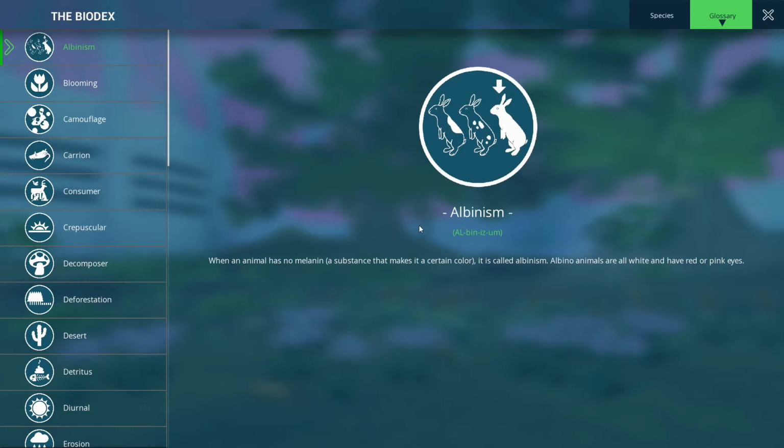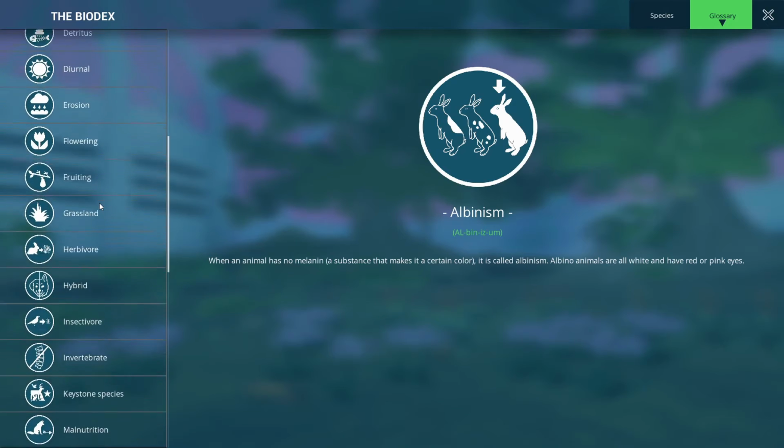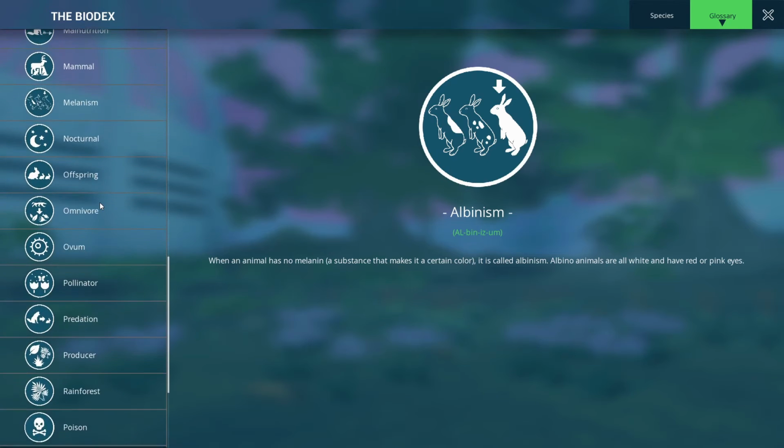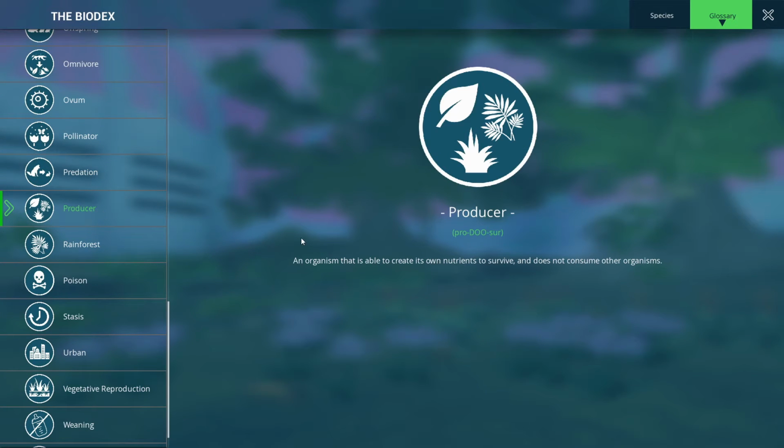We'll look in the glossary. There's a few words we're going to go over, and you're going to learn as we go here. The first few words are the most important ones. So what do we need to know? First of all, we're going to do the word producer. We're going to learn about producers and their job in the environment. A producer is an organism that is able to create its own nutrients to survive and does not consume other organisms.